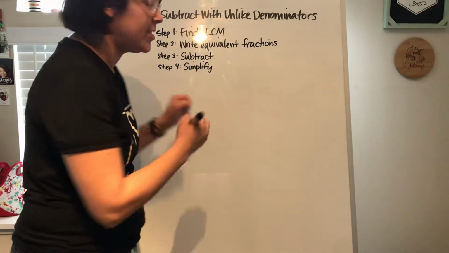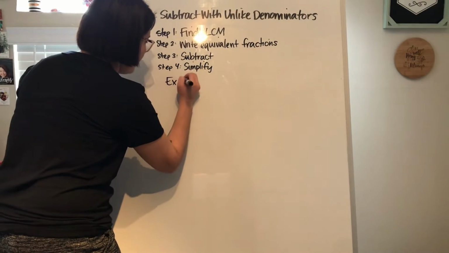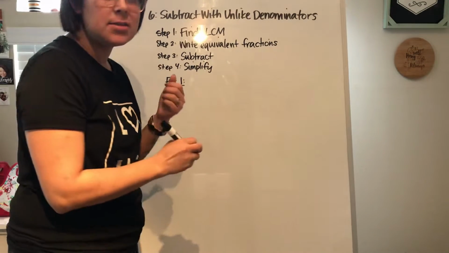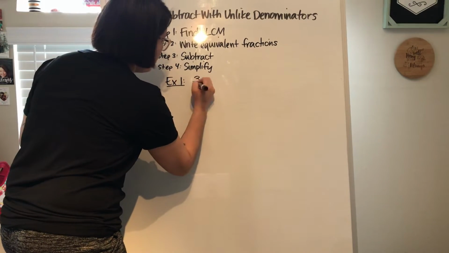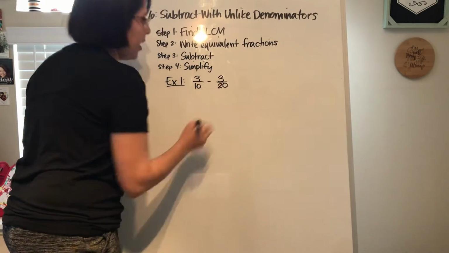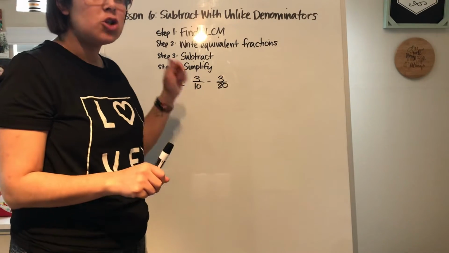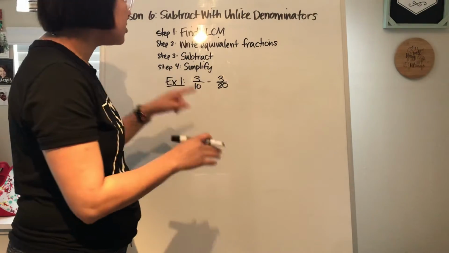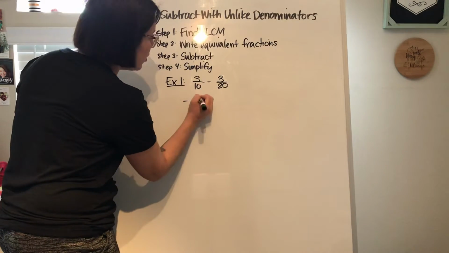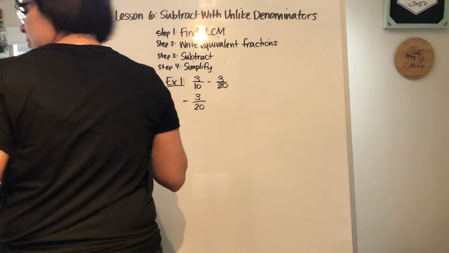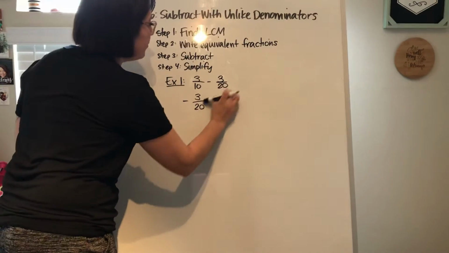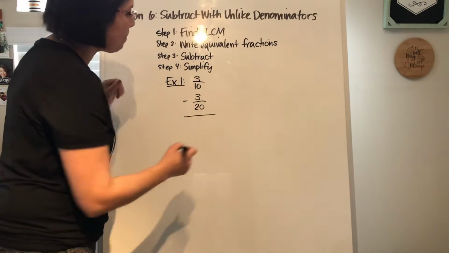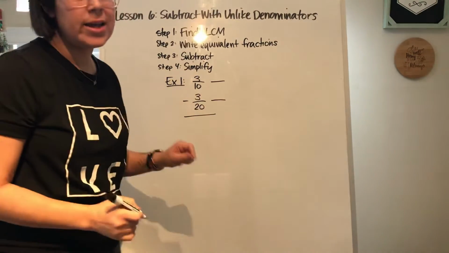All right, so let's do the first example. We have 3/10 minus 3/20. Okay, the first thing I told you guys is to rewrite this up and down. It's easier to make your equivalent fractions when you rewrite it. So you rewrite this. Let's erase this over here. Okay? All right, step 1, find the LCM.